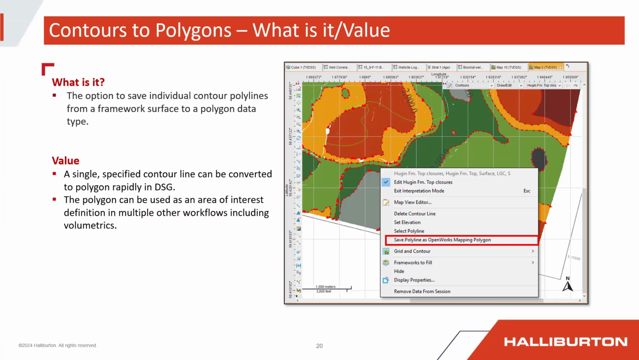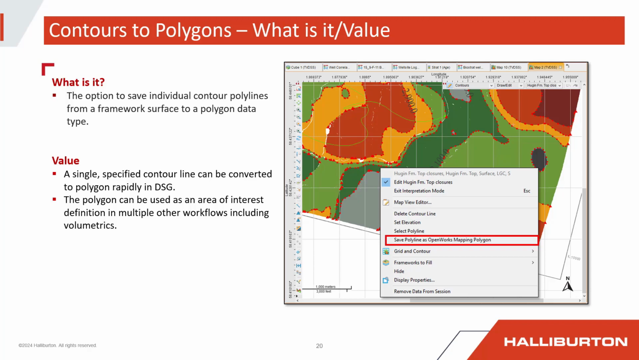So when we have built the uncertainty frameworks, we can now easily save framework surface contours to polygons. The ability to save individual contour polylines to a polygon ensures that the framework build is connected with multiple other mapping workflows that require an AOI defined by a contour.